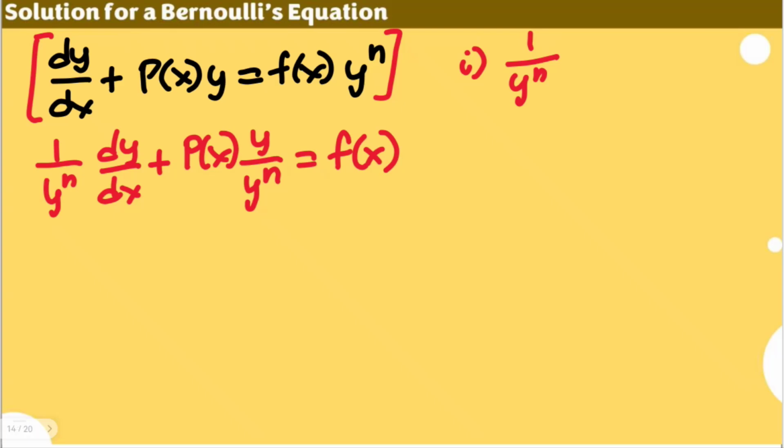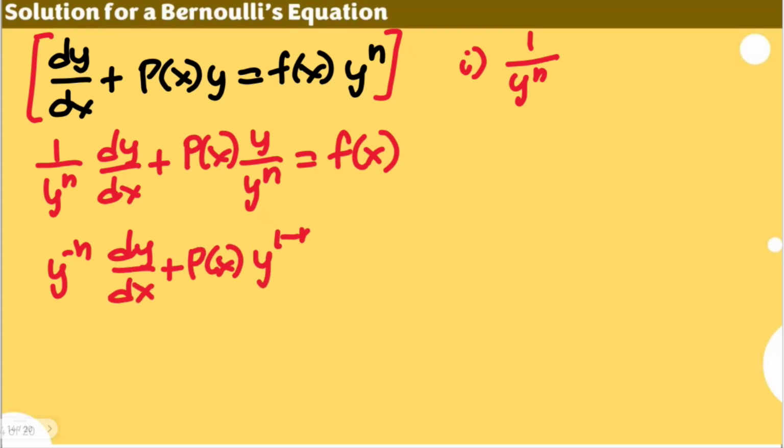Okay. The next thing here is, of course, let's express our y in terms of singular exponents. So you will have here y to the power of negative n, dy dx, plus p of x, and then y to the power of 1 minus n, and you will have here f of x.